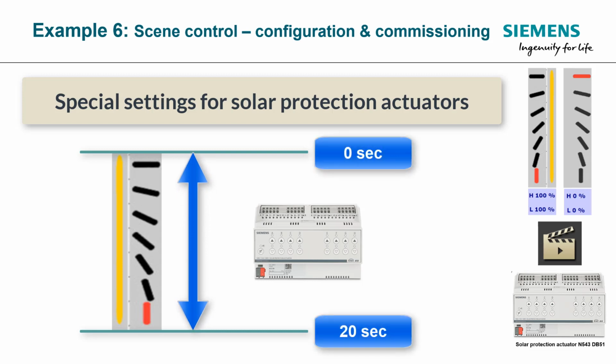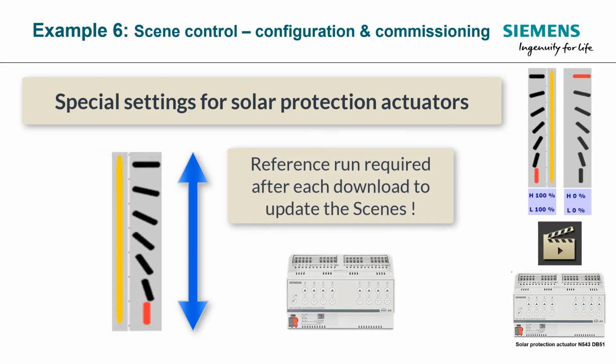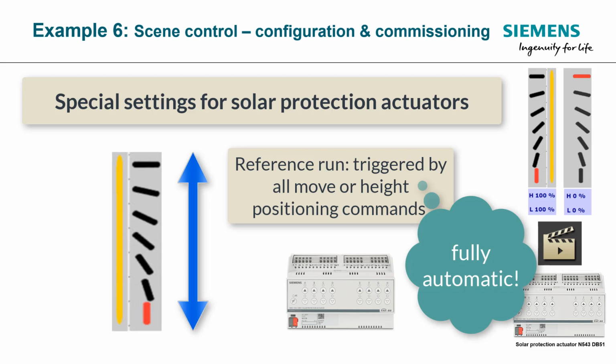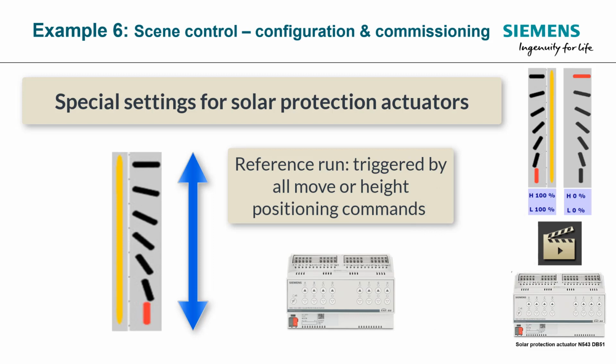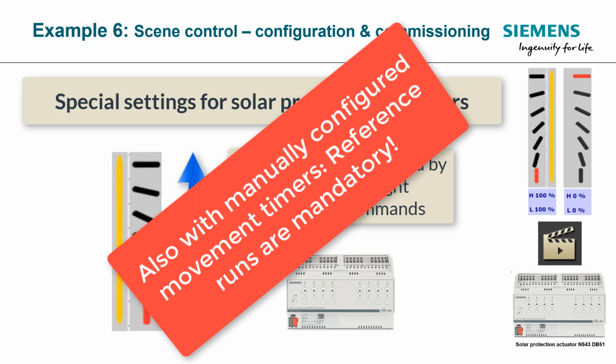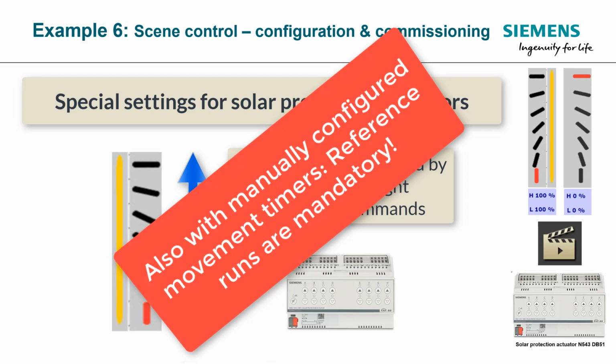Therefore, after each application download, it first performs the necessary reference runs, even after a partial download. These reference runs are always carried out by receiving 1-bit drive or 8-bit leveling telegrams. This is done automatically. The scenes are then active only after a successful reference run and can be retrieved or stored. It should also be mentioned that reference runs must also take place for manually entered travel times, but in this case it is sufficient to approach the end stop in only one direction because there is no actual feedback.